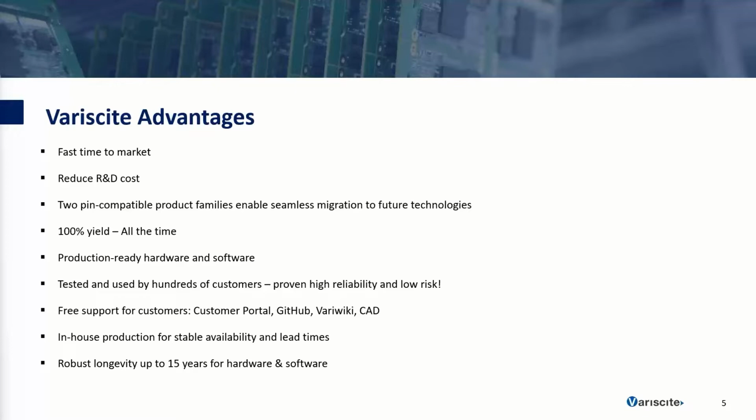Variscite provides free technical support for both hardware and software, again, allowing direct access to our R&D engineers using the customer support portal. All of our software is open source on GitHub, and we provide access to CAD files. And we also have helpful guides and documentation on our software wiki. Our in-house production enables stable availability and lead times, and we have up to 15 years of longevity, so you can rest assured that you'll have long-term support from Variscite.